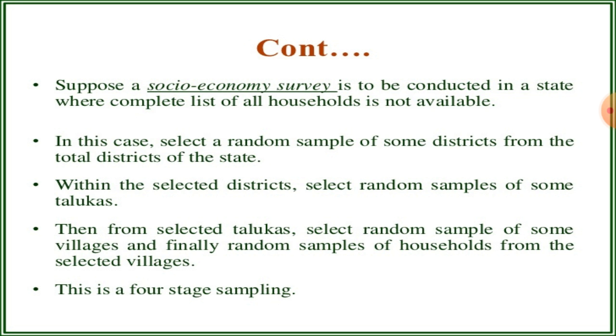Suppose a socio-economic survey is to be conducted in a state where a complete list of all households is not available. In this case, select a random sample of some districts from the total districts of the state. Within the selected districts, select random samples of some talukas. Then from the selected talukas, select a random sample of some villages, and finally random samples of households from the selected villages. This is a four-stage sampling. This is a very good example for this sampling method.